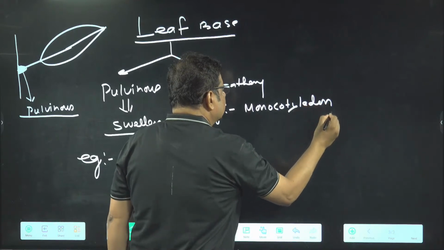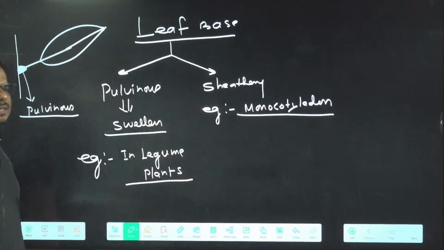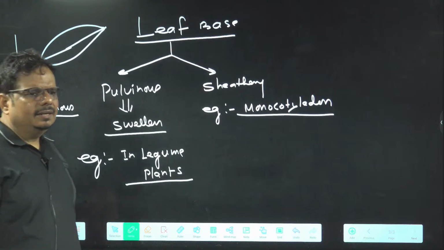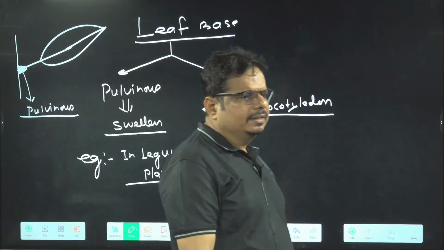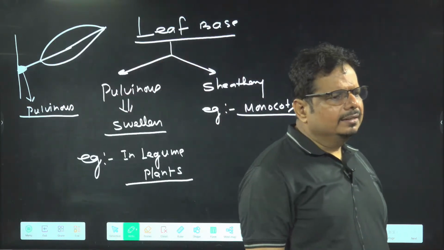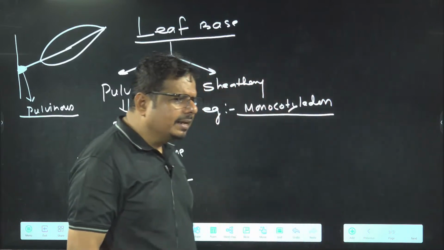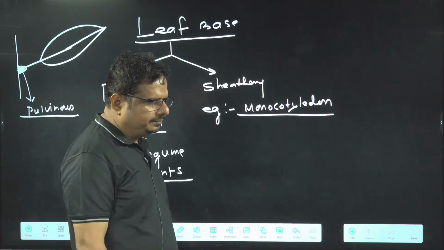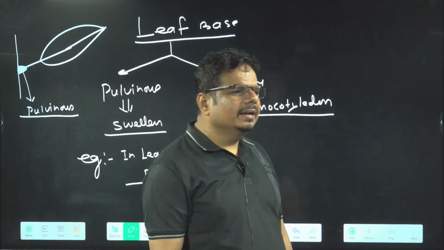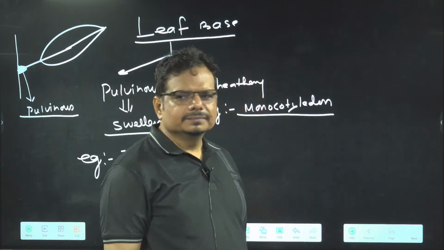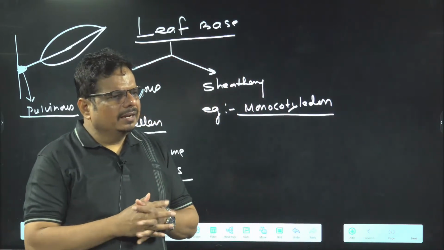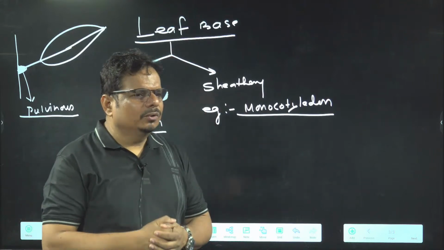In monocotyledon, which kind of leaf base is present? Sheathing leaf base is present. Getting the idea? Understanding the idea? Sheathing leaf base, I am telling you how it looks. You have seen the leaf of a banana? Banana leaf, I hope it is very common in your state.